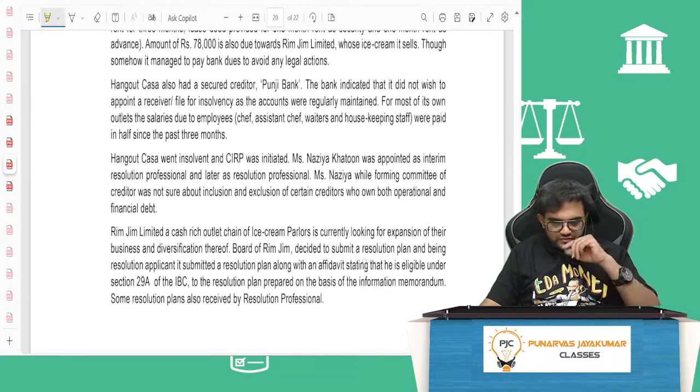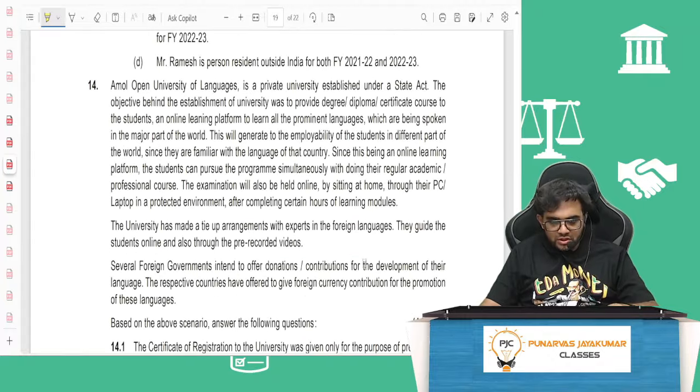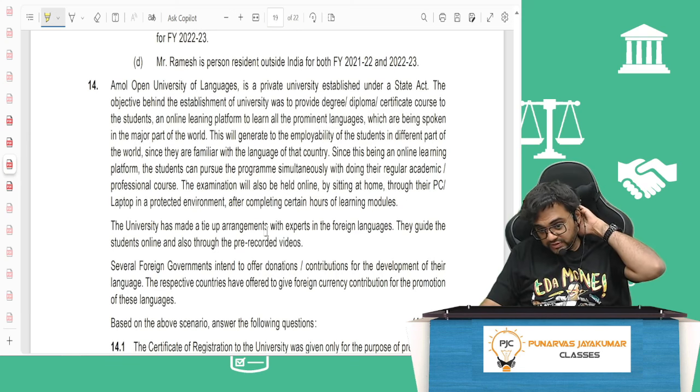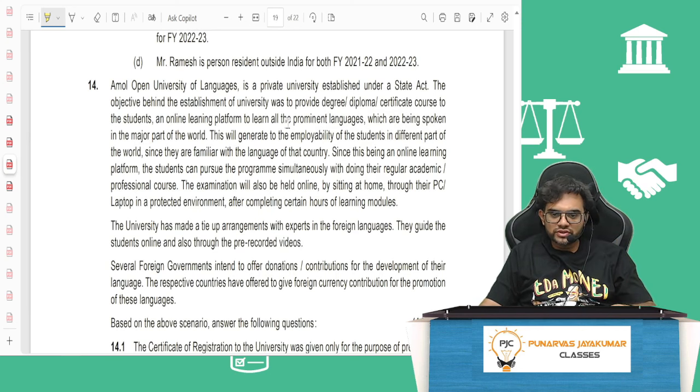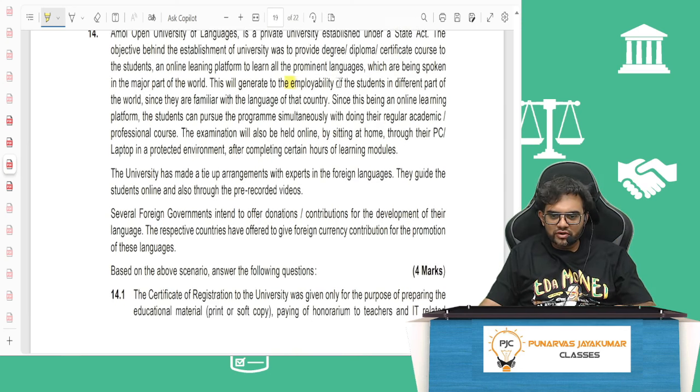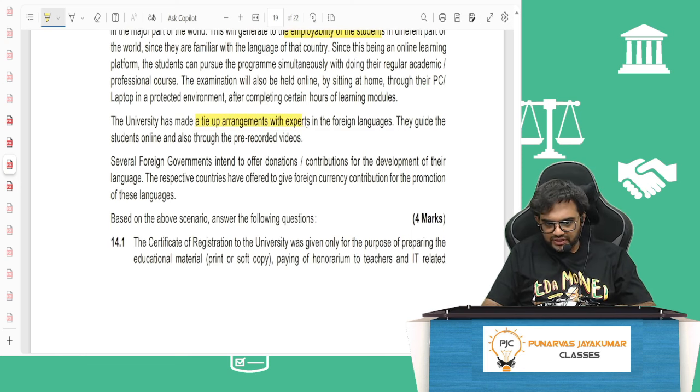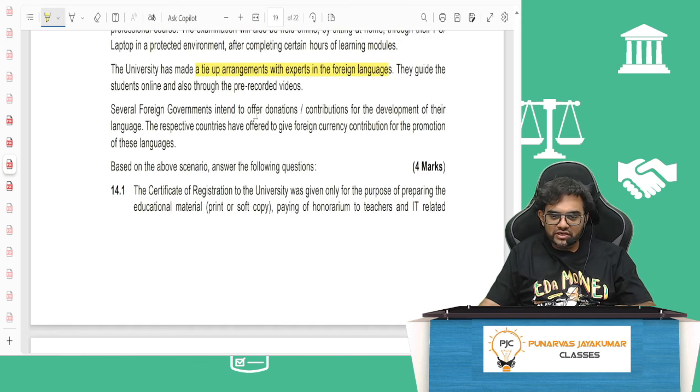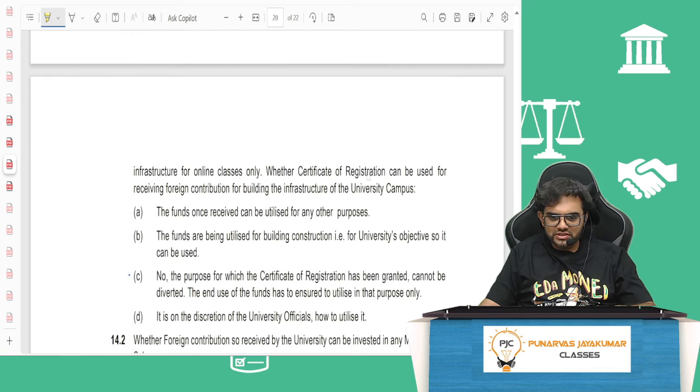So two more questions. Quickly finish off. Amol Open University of Language is a private university established under a State Act. The objective behind the establishment of the university was to provide degree, diploma and certificate courses to students, online courses. This will generate employability for the students. Since this is an online learning platform, students can pursue the program simultaneously. The exam will also be held online, sitting at home through their PC, laptop, etc. The university has made a tie-up arrangement with experts in foreign languages. Several foreign governments intend to offer donation contributions to the development of their language. Okay. So now they are giving a question on this.